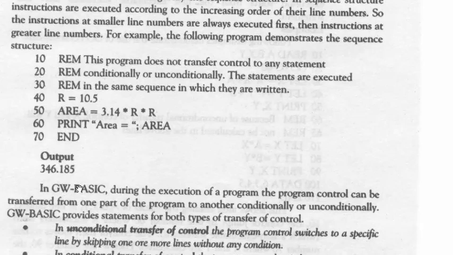In GW-BASIC, during the execution of a program, the program control can be transferred from one part of the program to another conditionally or unconditionally. GW-BASIC provides statements for both types of transfer of control. In unconditional transfer of control, the program control switches to a specific line by skipping one or more lines without any condition.